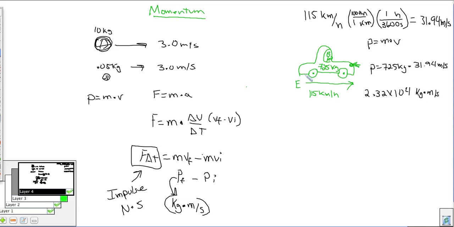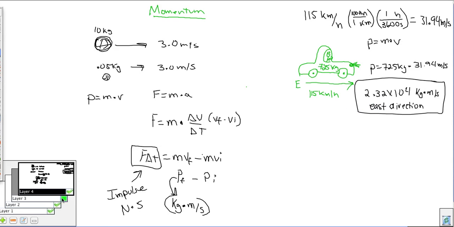Since this car is traveling in the east direction, we're going to have to make sure to specify that. You always want to do that because momentum is also a vector measurement, and with vector measurements it's really important that you include direction. If it tells you it's going east, you're going to want to make sure that you show that it is still going east.